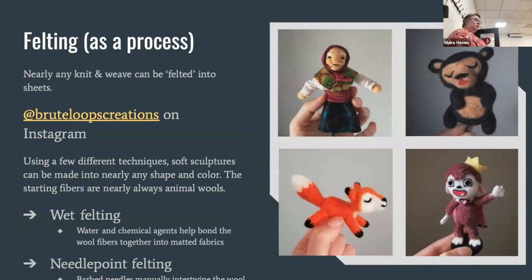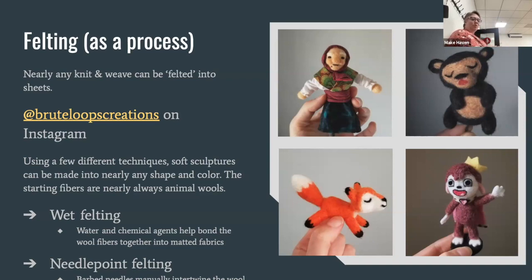So let's talk a little bit about felting. I mentioned nearly any knitted or woven piece of textile can be felted. People also use felts as a method for sculpting. It's really popular for fiber art media, not necessarily a practical application, but something that's more of an art object. You can sculpt them. I talked a little bit about stabbing them.